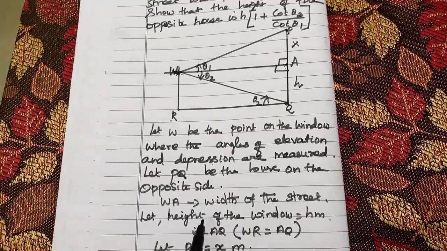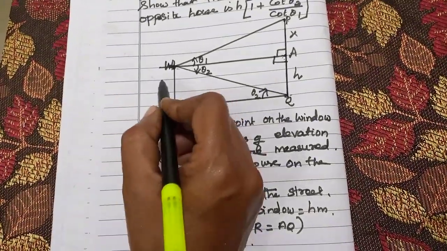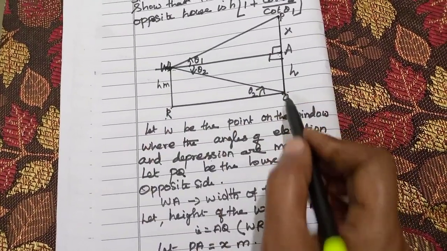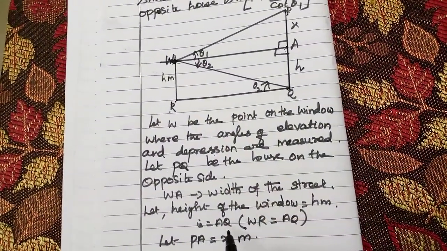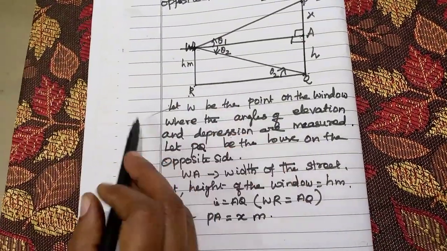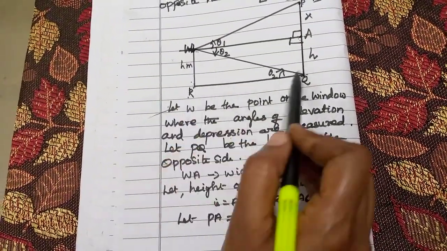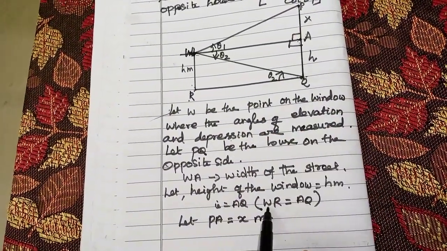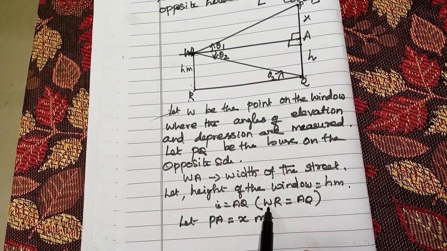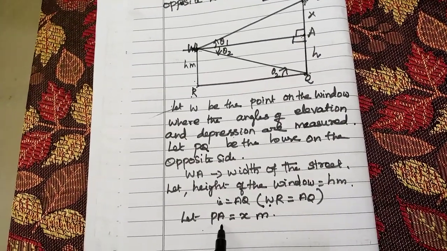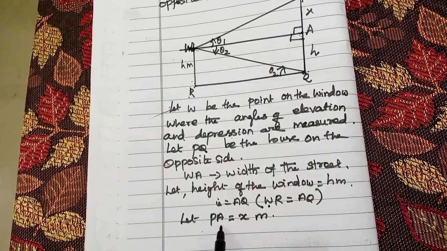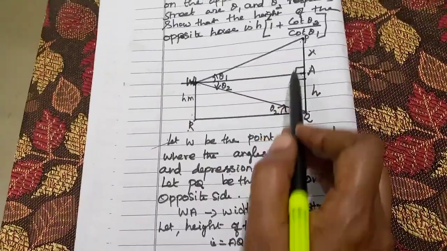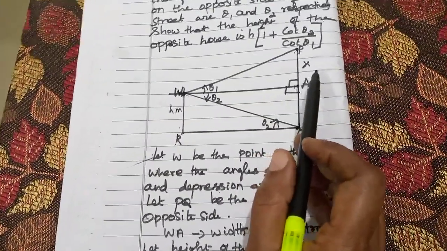Height of the window, let us take H meter. So this WR and this AQ will be equal. Okay, so H meter we have taken. That is, WR and AQ will be equal, so WR is equal to AQ. Let PA is equal to X meter. This distance PA, let us take this distance as X meter.